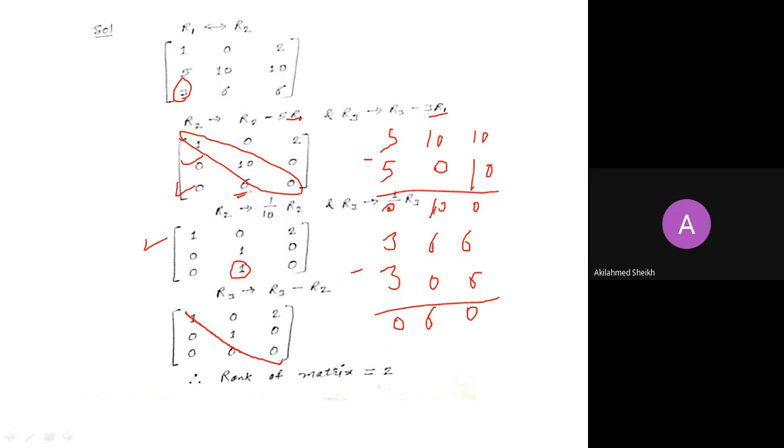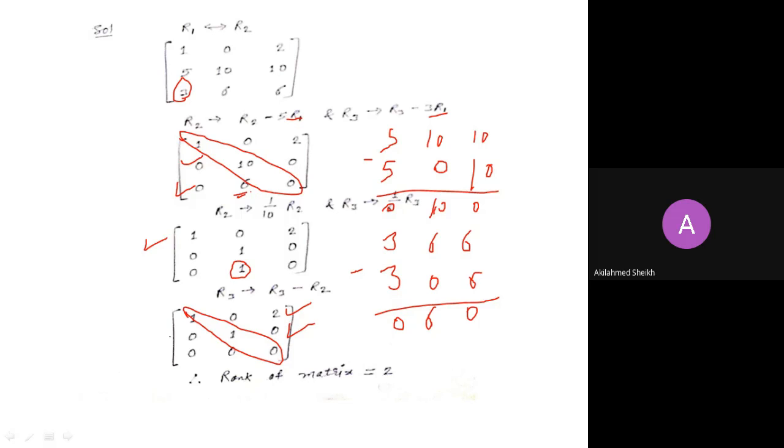We observe that these are diagonal elements, and this matrix is called an upper triangular matrix. Now it is not possible to make other elements 0, otherwise other non-zero elements become 0. Hence the number of non-zero rows is 2, this first row and this second row. We can say that the rank of the given matrix is 2.